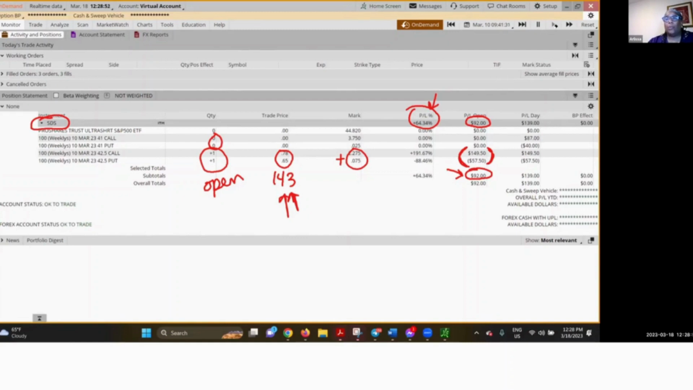$92. So we paid, I'm going to pause it right here just so we can do the math without it moving. We paid $143. Now it's worth $235. It's worth $235, which our money over here is our $92. $235 minus 143 equals $92, which is right here. Questions?